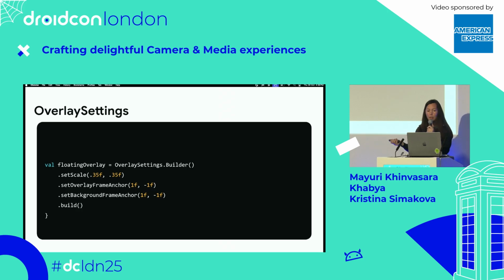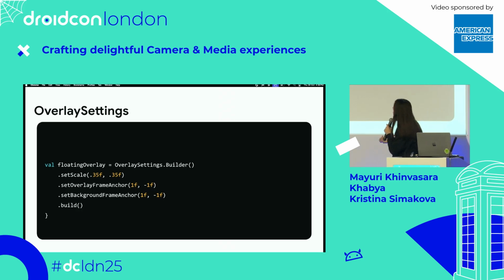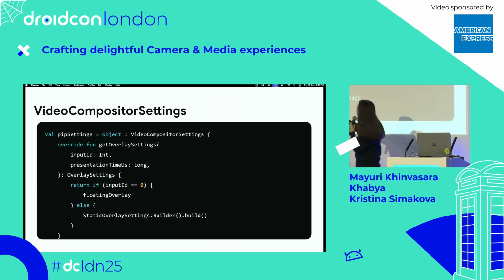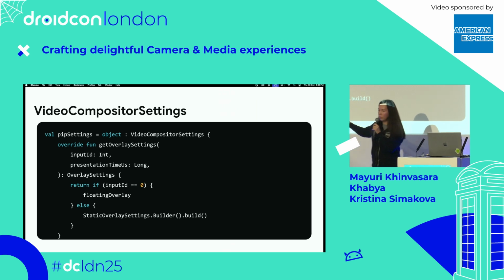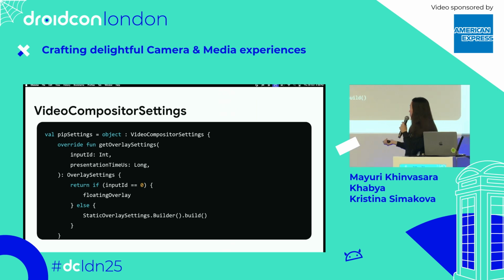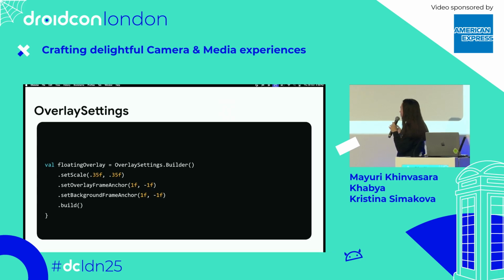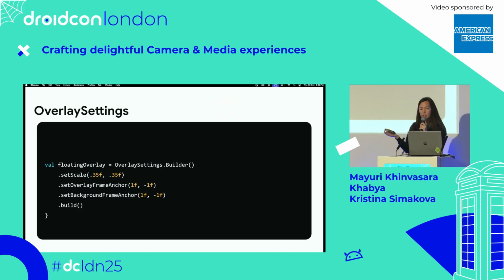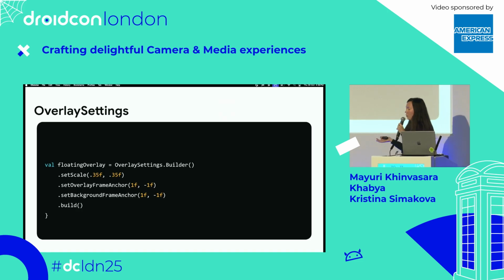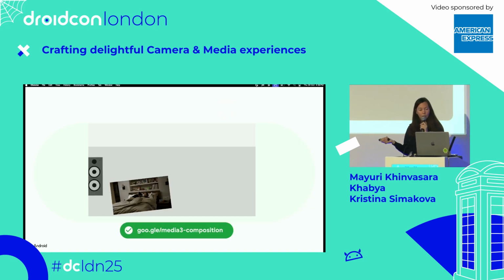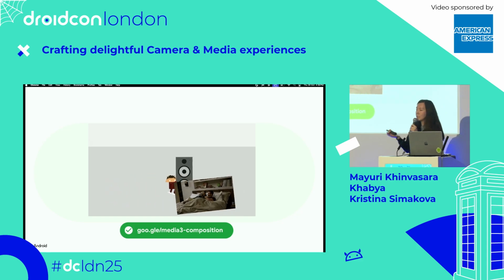And then, just to move on, the floating overlay. You see we're providing for the first one. And how does the floating overlay look like? So here we are defining the scale of the video, overlay frame anchor, and a background frame anchor. And you can experiment with this and see what you can get out of it. So this is the result.